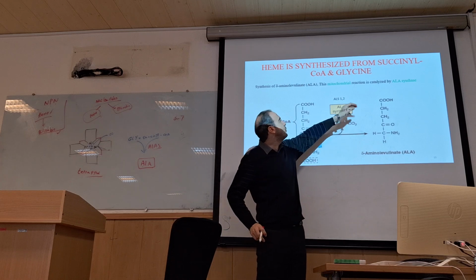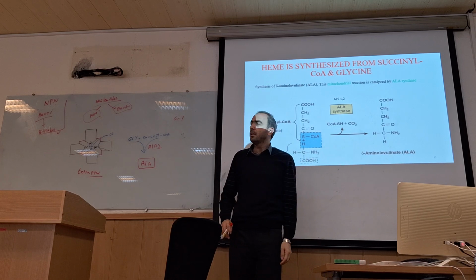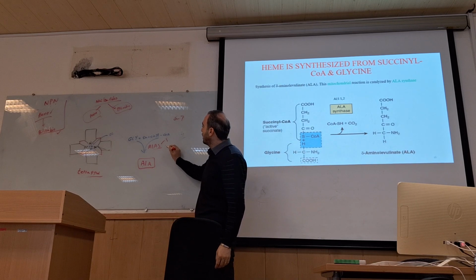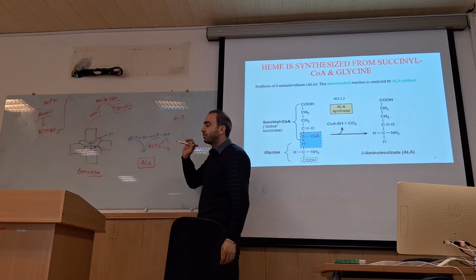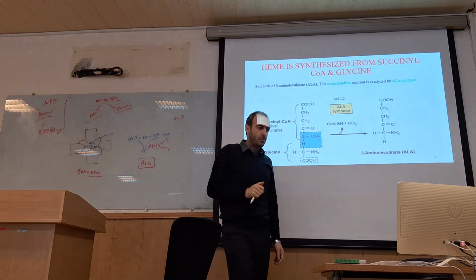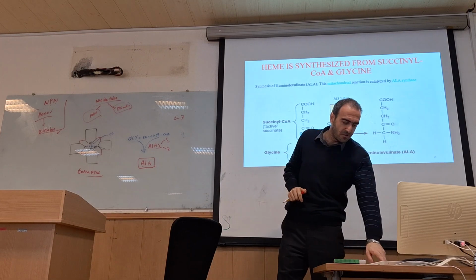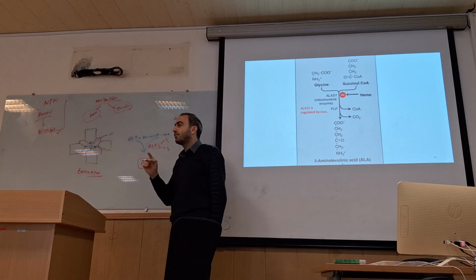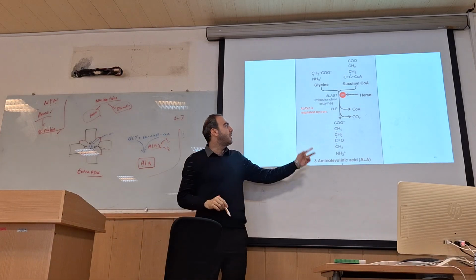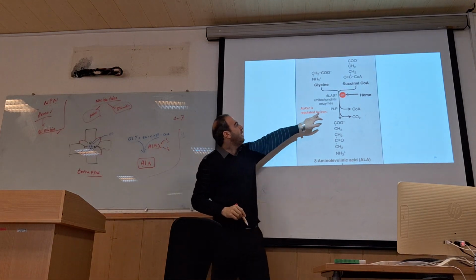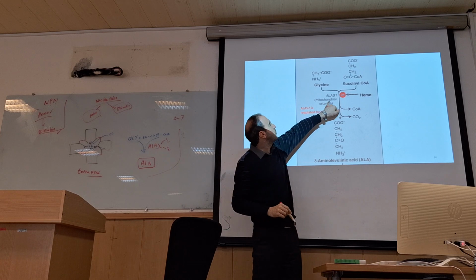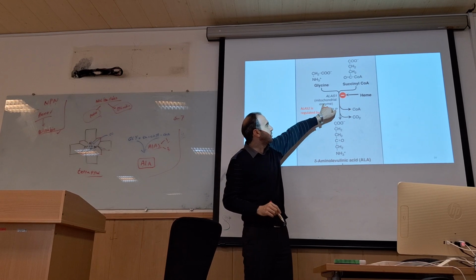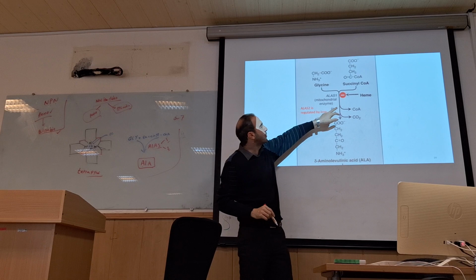We have 2 kinds of ALAS: ALAS1 and ALAS2. It was the first reaction. This reaction occurs in the mitochondria. Then here you can see ALAS1 is in the mitochondria, and ALAS2 also is in the mitochondria.